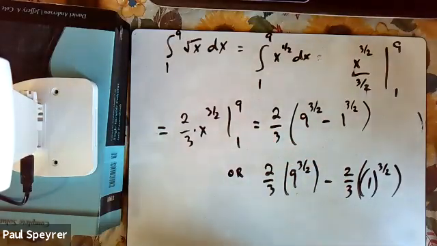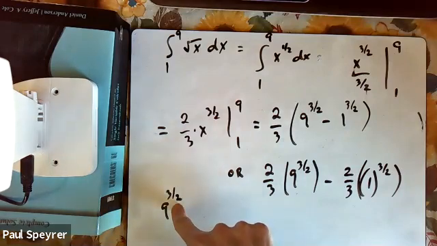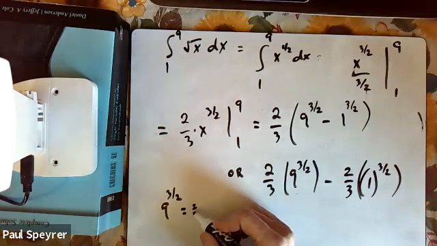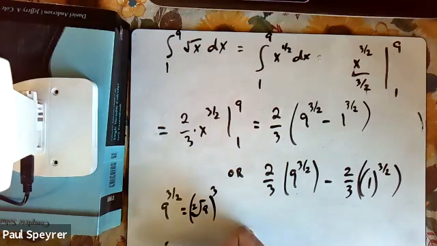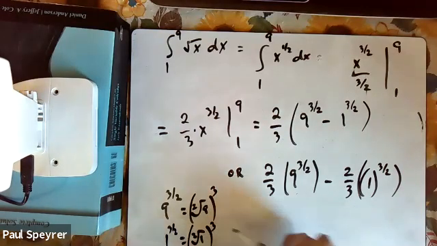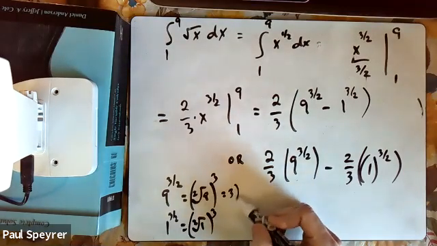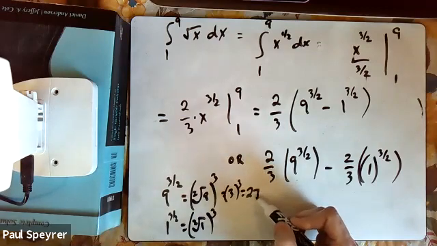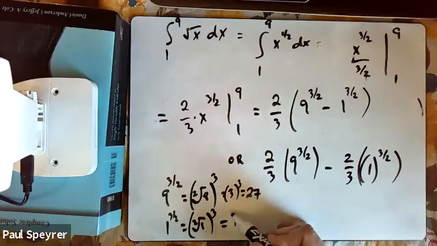Now, how do we compute this, right? What is 9 to the 3/2 power? Well, remember, when you have a fractional exponent, that's a root, right? This is the same thing as saying the square root of 9 cubed, right? Or 1 to the 3/2 is the square root of 1 cubed. Well, what is the square root of 9? 3. What's 3 cubed? 27. What about this one? What's the square root of 1? 1. What's 1 cubed? 1.